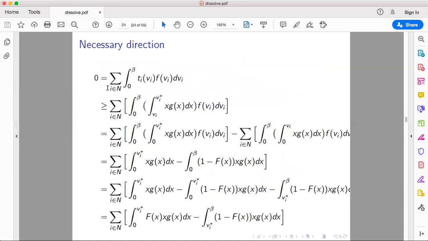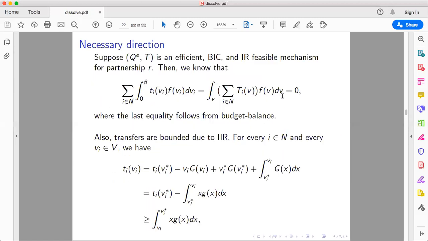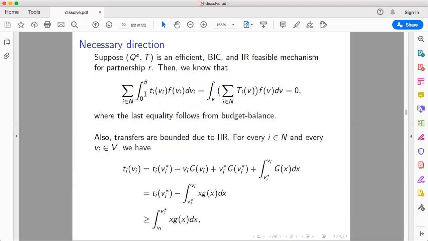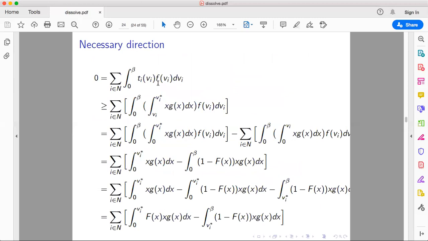Okay, so what I have done here is nothing. 0 equal to this, we already know from this. And then this bound is what we have got here. T_i(v_i) is greater than or equal to this. So once I have this, I just substitute T_i(v_i) by this bound. Okay, and that's it. The rest is just algebraically manipulating this.